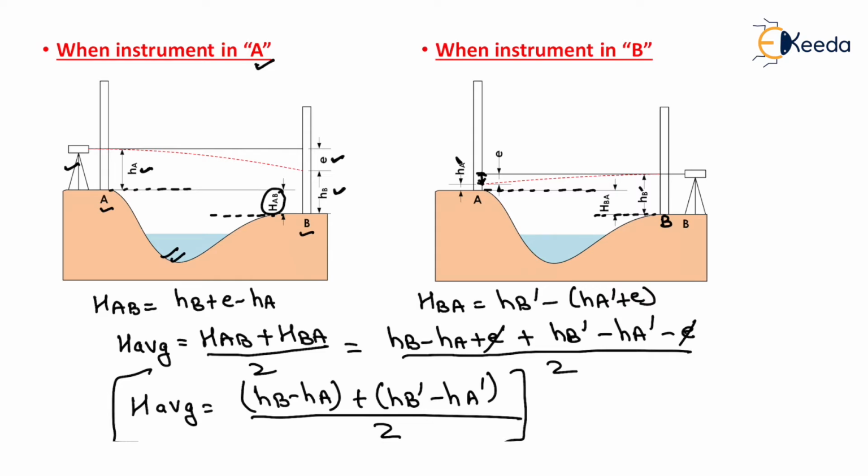On calculating the average differential level between A and B by performing reciprocal leveling, we have removed the error because this equation does not contain the value of E. So H average is equal to HB minus HA plus HB dash minus HA dash, divided by 2. This condition is valid when A is above B, that is, when station A is above station B.